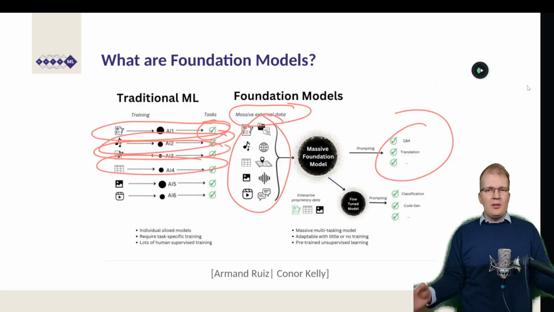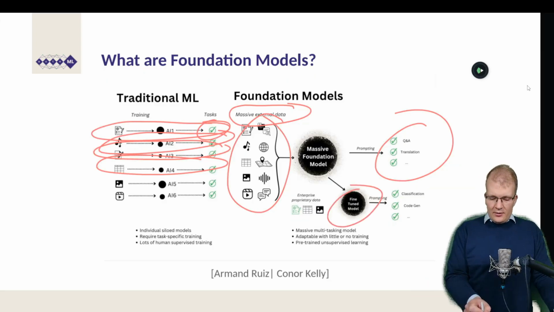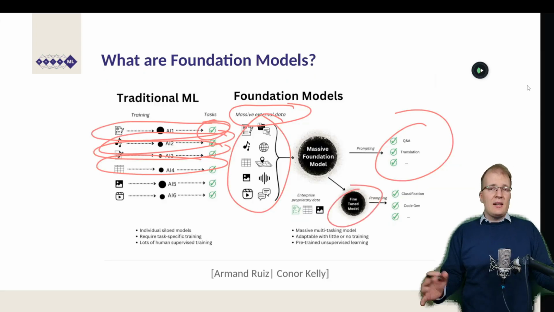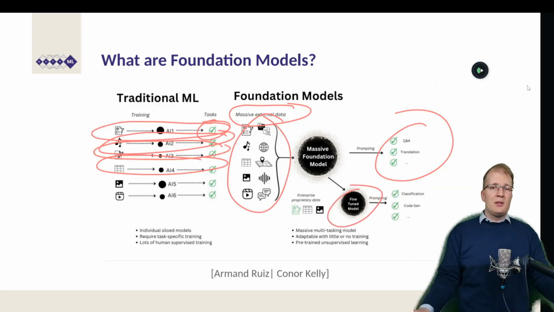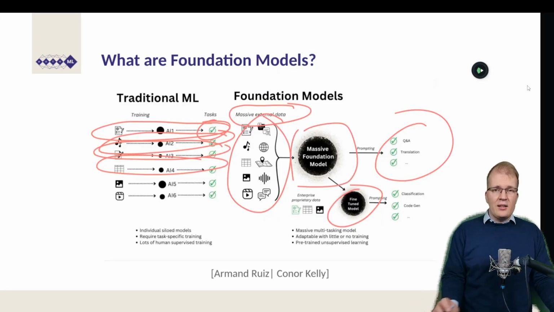So we don't need to start to train them from scratch to do now a different task. They can do many tasks for us. Maybe we would like to fine tune these kinds of foundation models, but that's, in comparison to what we did before, much cheaper because we can start from these massive foundation models and don't have to do it from scratch.